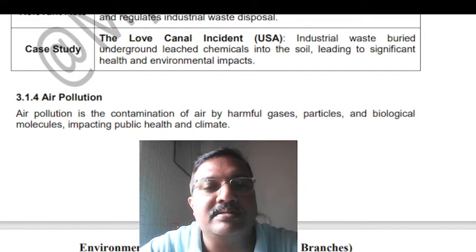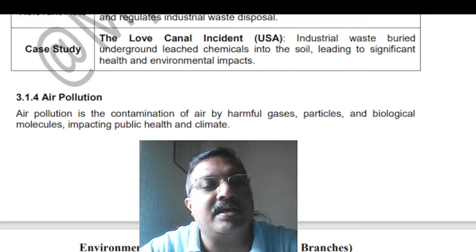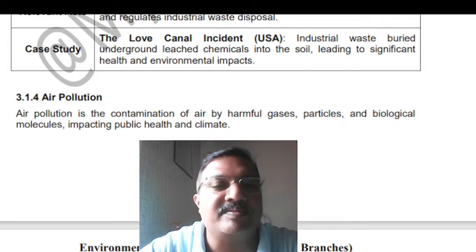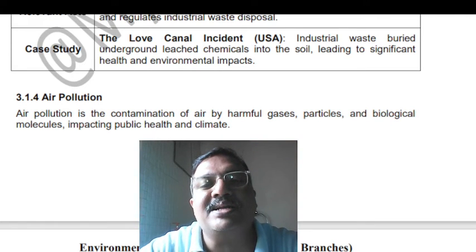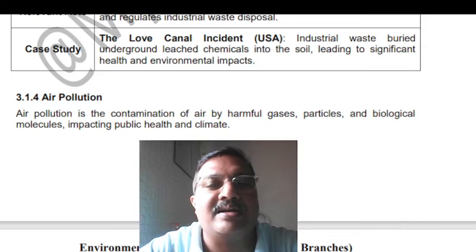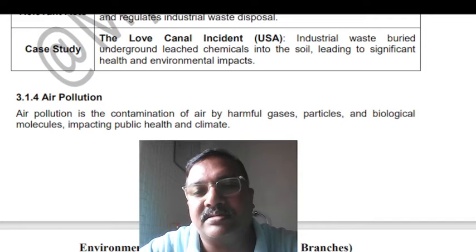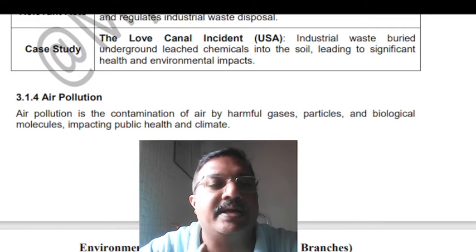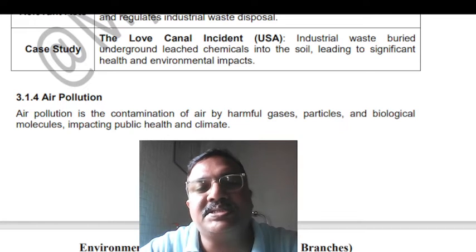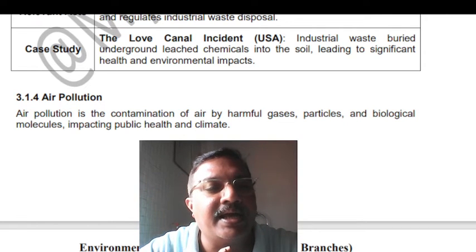A company buried the industrial waste underground in the Love Canal area of New York. All these chemicals leaked into the soil and nearby water resources. The impact was that the leaked chemicals caused severe health problems, including cancer, for people living in the area, and also damaged the environment, killing the plants and animals.